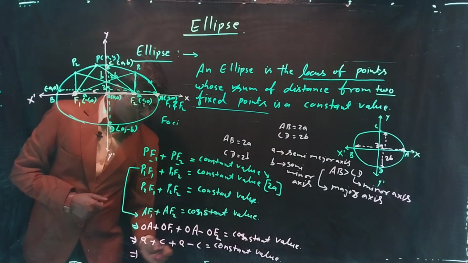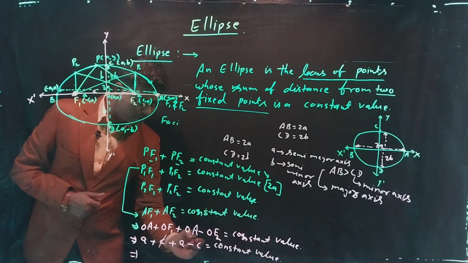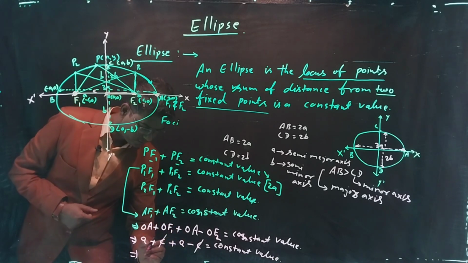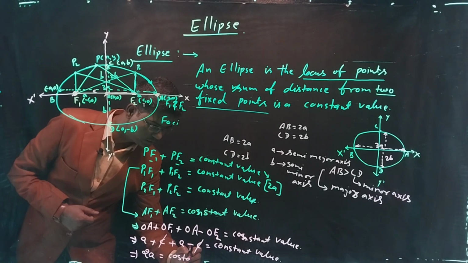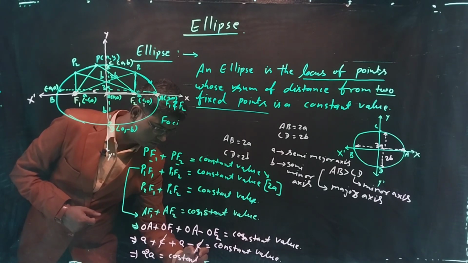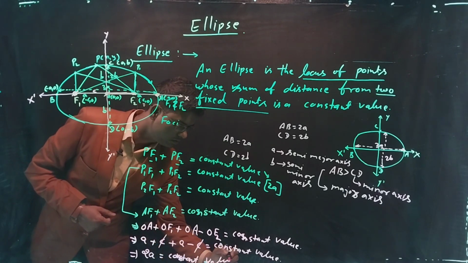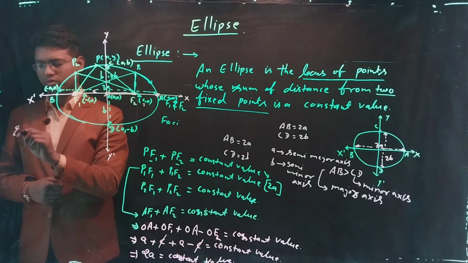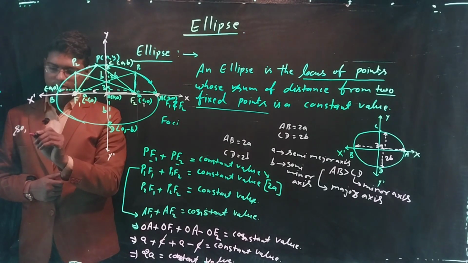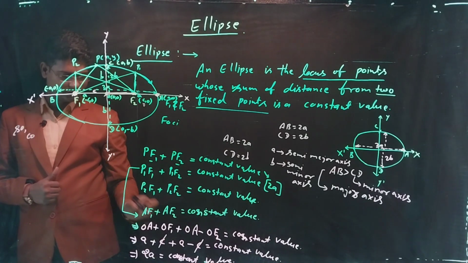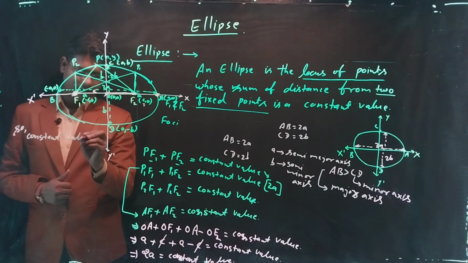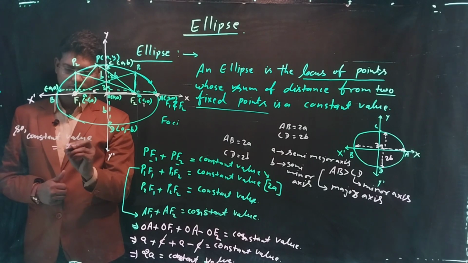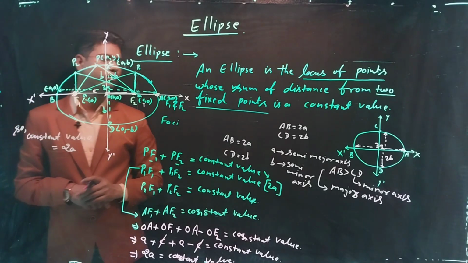This implies that plus C and minus C will be cancelled out. A plus A will be 2A. Students, this is the value of what? This is the constant value. So the value of the constant will be equal to a fixed value which is equal to 2A.